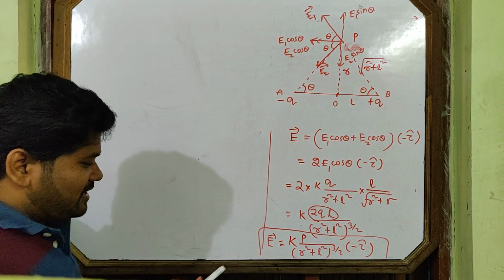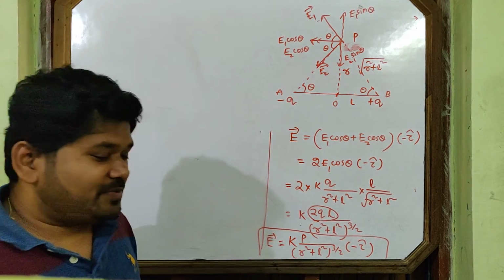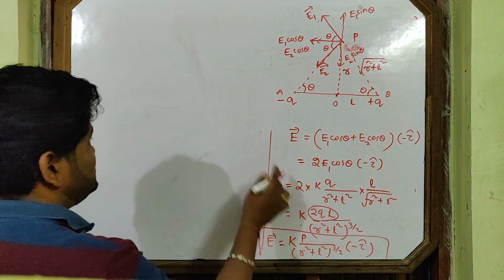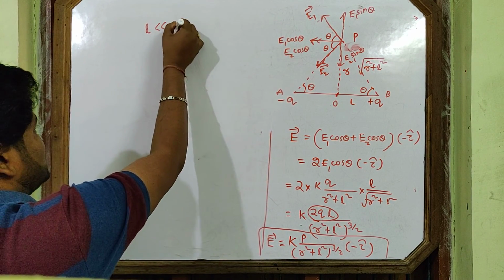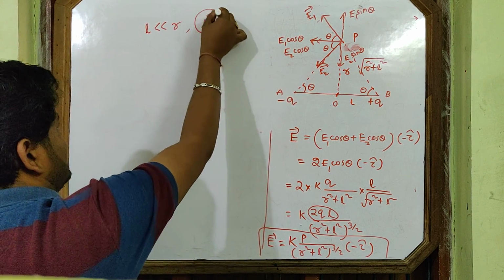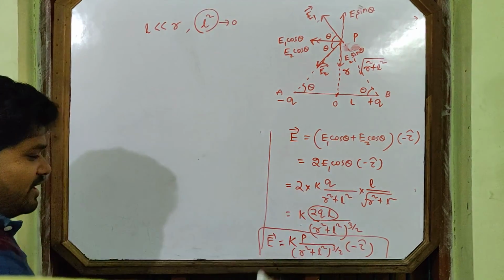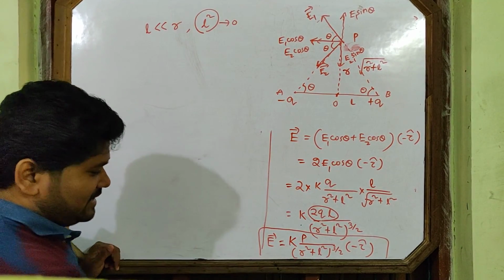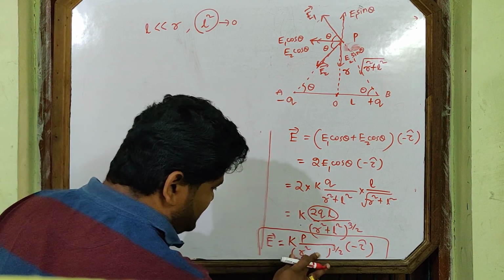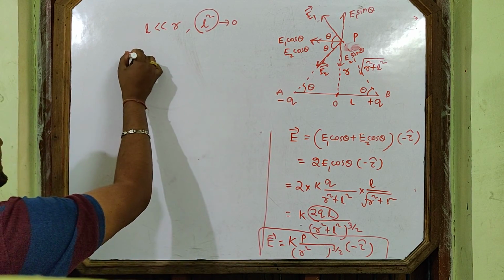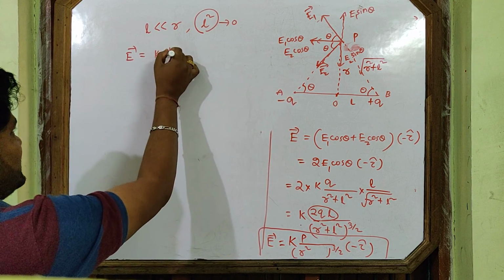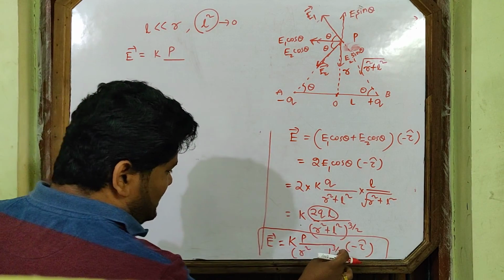But as usual, how do we do it for a short dipole? Now we will do this one. You know, for a short dipole, L is always very much less than r. So L square tends to 0. We neglect L square, so remove the L square from this. If I remove it, then what happens? You see, it is now E vector equal to Kp by r cube.